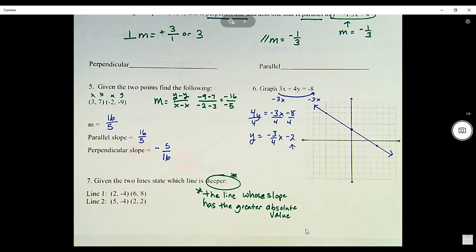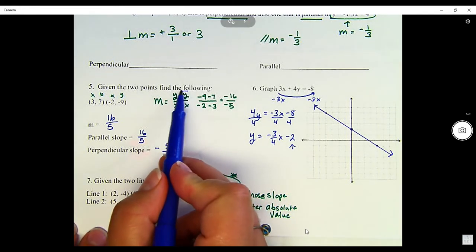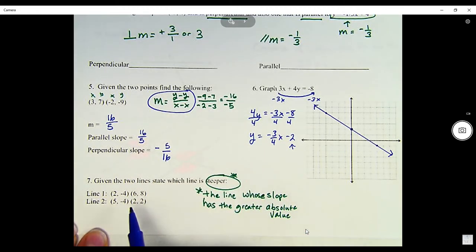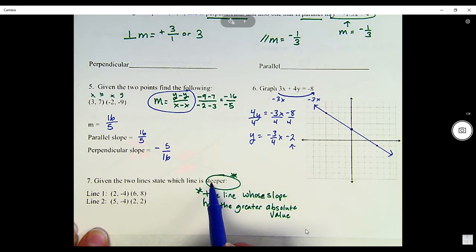Okay, number 7, they give you 2 lines, and they give you 2 points on each of those lines. So what you're expected to do is find the slope. Again, you're going to use this formula: the slope equals y minus y over x minus x. And what you're going to decide is which one is steeper. Steeper is going to mean the line whose slope has the greater absolute value. So you're really just looking for the bigger number, regardless of whether the slope is positive or negative.